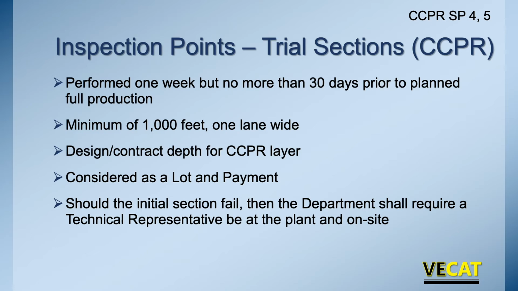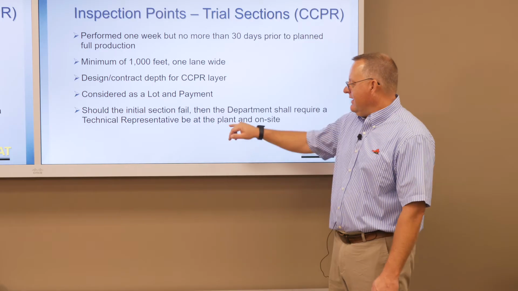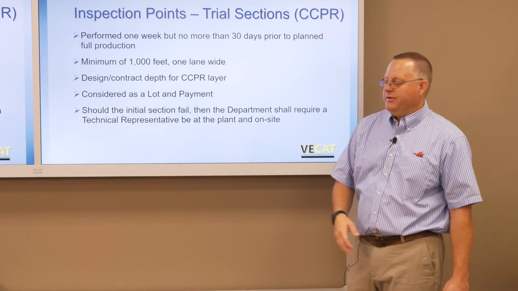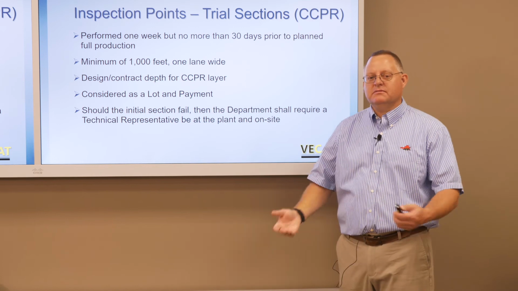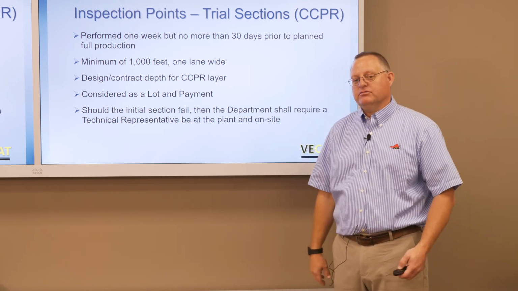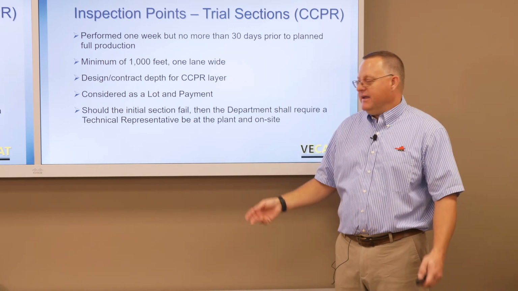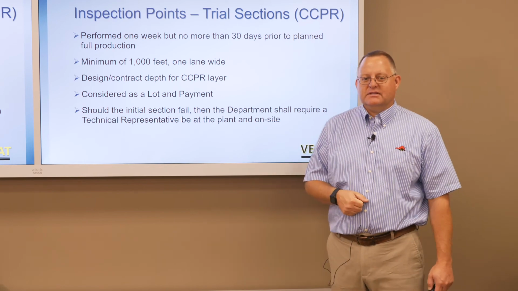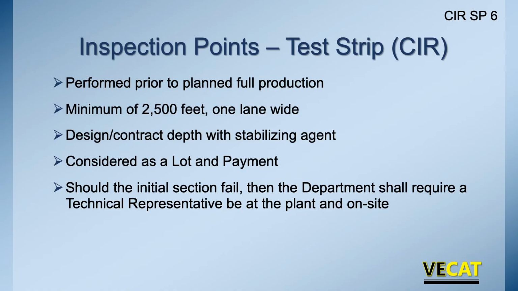And what's important is if we should fail that trial section, the department can require the contractor to bring out a technical rep to be at the plant and the site. Do we have a plan issue? Maybe we need to be watching that. Do we have a construction process issue? Bring them out on site. But if we have failing, the department can say, hey, get a tech rep.